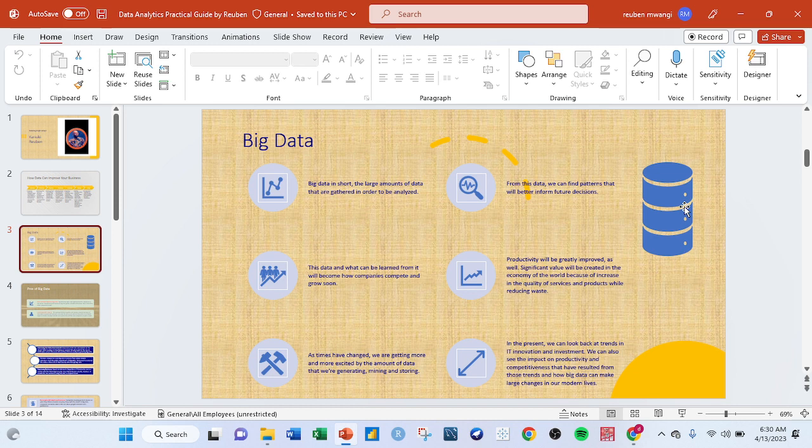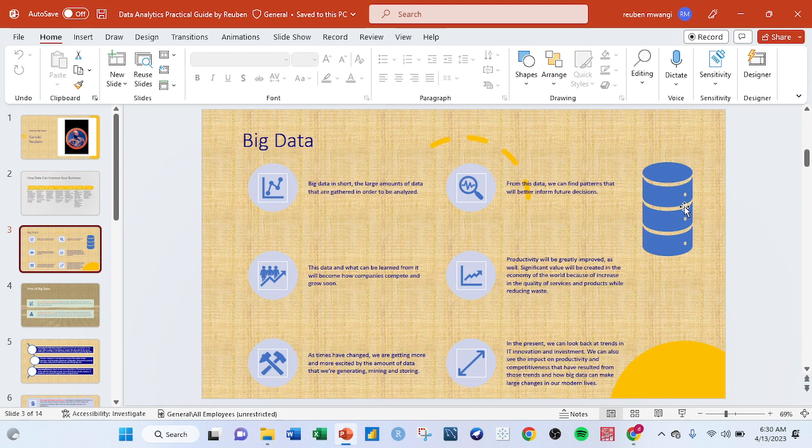In short, big data is a large amount of data that are gathered in order to be analyzed. So you have a lot of information that you have gathered in a certain database. Then you are ready to analyze this information, and when you analyze it, you're able to get insights and facts that can be used to assist you to make decisions depending on the data that you collected. So the data and what will be learned from it will become how companies compete and grow.